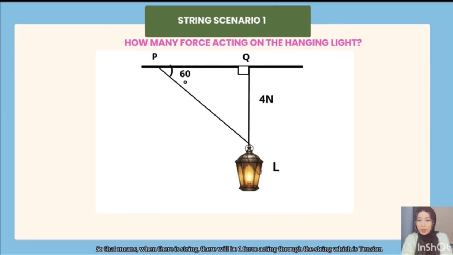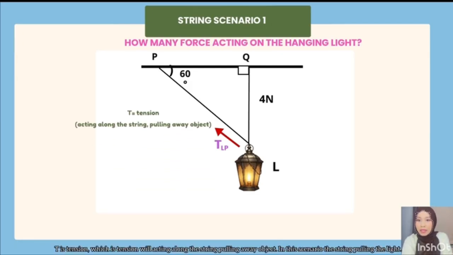So that means when there is a string, there will be one force acting through the string, which is tension. For this one, we will label the tension as TLP because there are two strings acting on it, so it is easier for us to label the string. T is tension, which will act along the string, pulling away the object. In this scenario, the string will be pulling the lights.